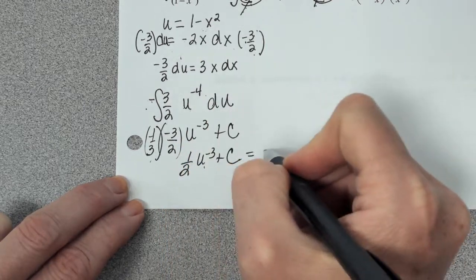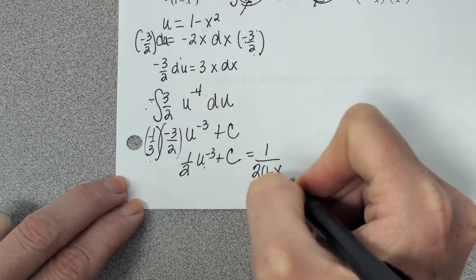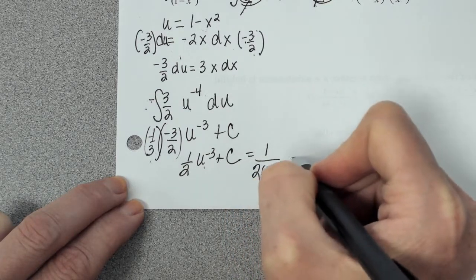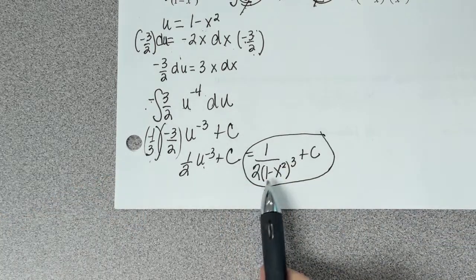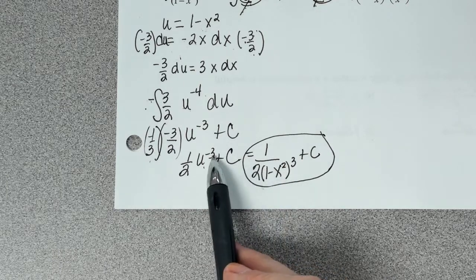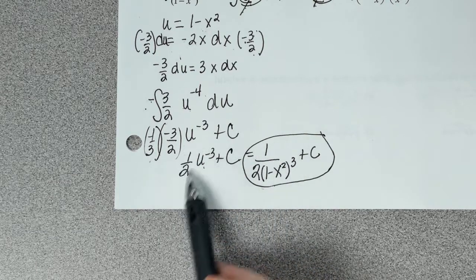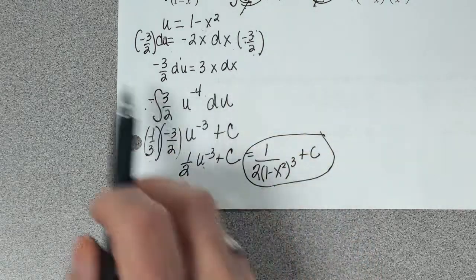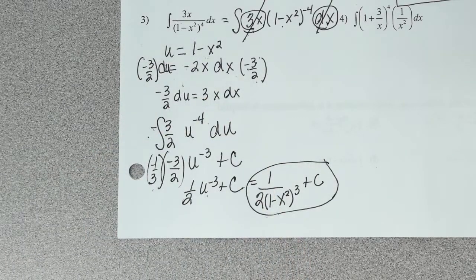So this is going to become 1/2 u to the 3rd plus c. Do you see why I did that? Why did I write it like this? To get rid of the negative exponent, right? So if I were then to take this derivative and do the chain rule, I would end up getting that. That's what that means. All right, questions so far?